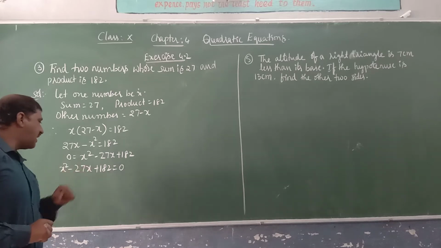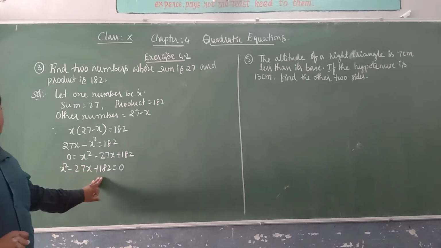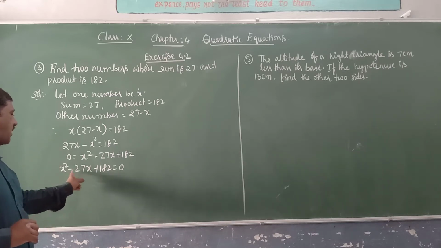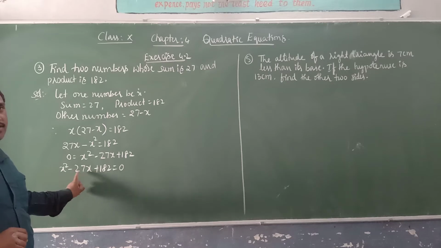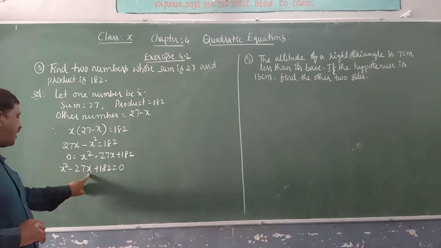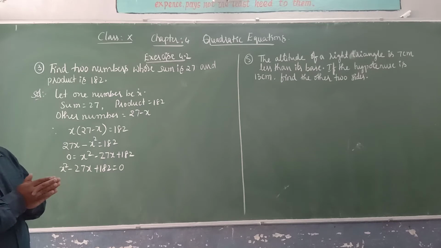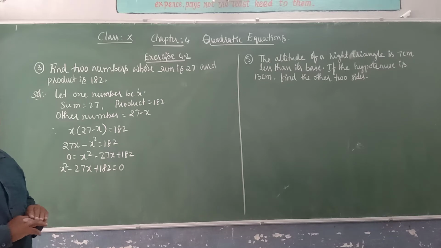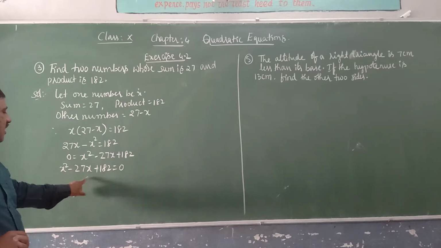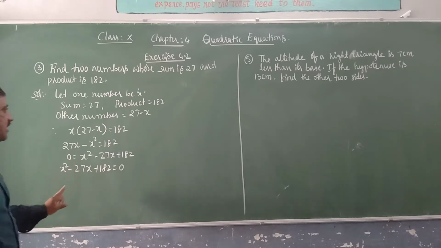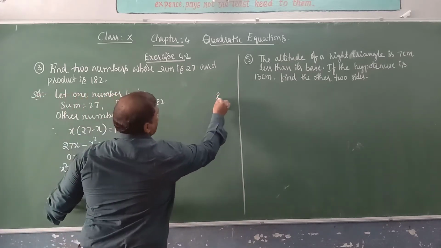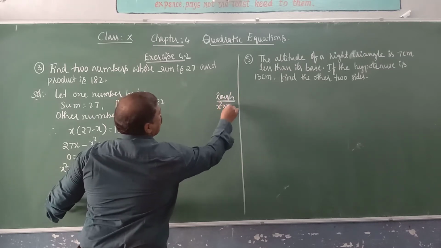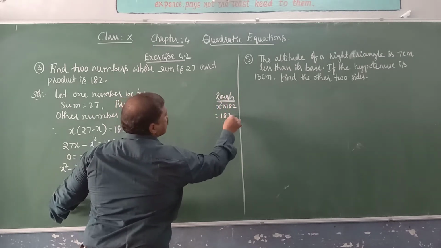Now we need to solve this equation by using the factorization method, that is, by splitting the middle term. So what is the middle term? It is minus 27x. Now this middle term will be split into two terms whose product should be equal to the product of the first term and the last term. Here the first term is x square and the last term is 182. So the product, we will do the rough work here. x square into 182 gives 182x square.